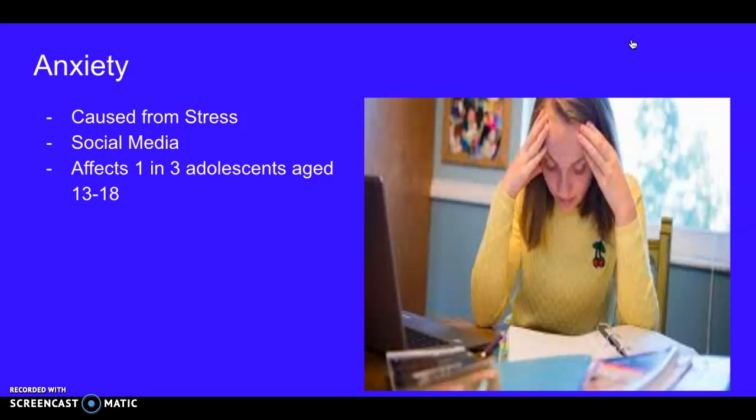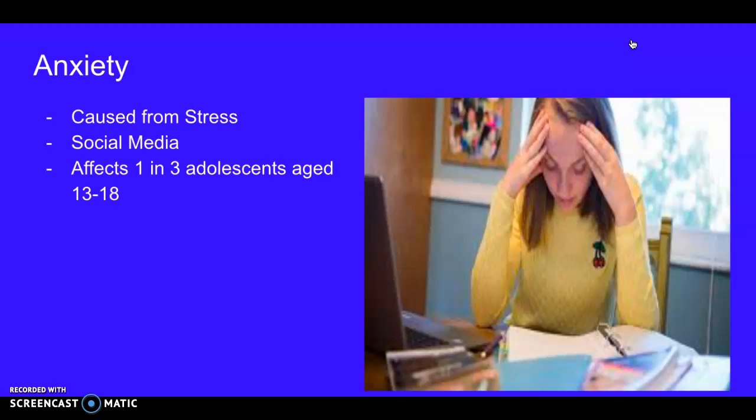Anxiety. So anxiety is caused from stress. According to the National Institute of Health, nearly 1 in 3 of all adolescents aged 13 to 18 will experience an anxiety disorder. Today's youth can feel pressured to succeed in ways that previous generations just did not.